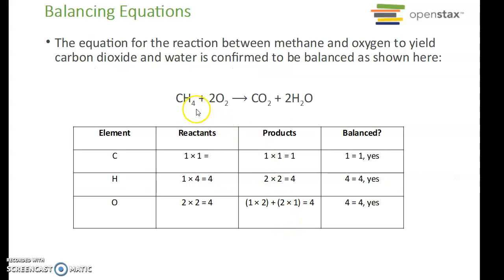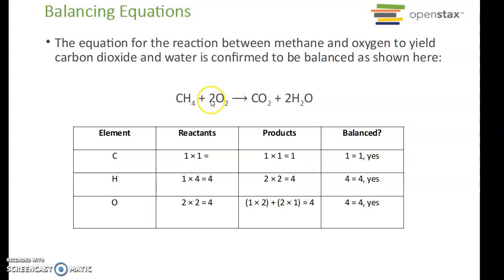So balancing this equation, right here you have 1 in front of the methane. So you've got 1 on this side of the equation, right? You've got 1 on this side of the equation. So 1 times 1 is 1, and 1 times 1 is 1 here. So 1 equals 1. Yes, they're balanced. Here you have 4 hydrogens on this side. Here you have 2 times 2, which is 4 on this side. So 1 times 4 here, 2 times 2 here for 4. So 4 equals 4. So yes, it's balanced.